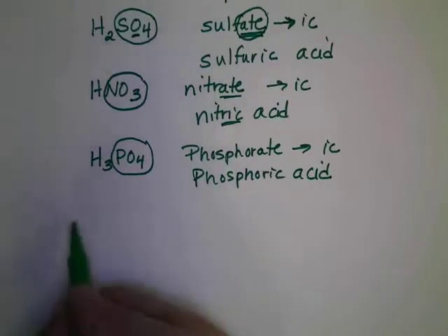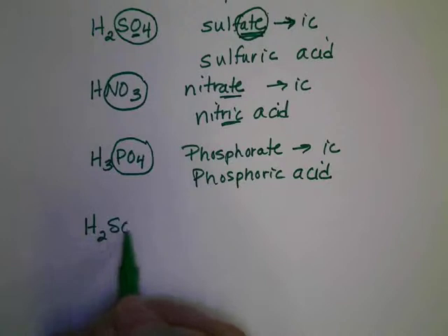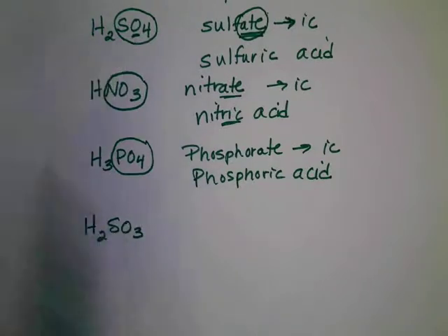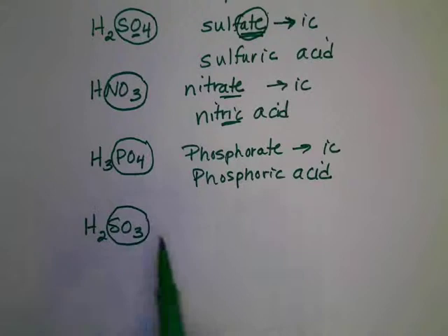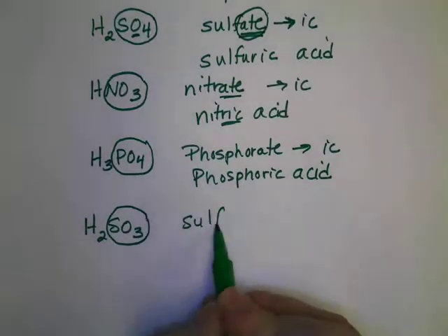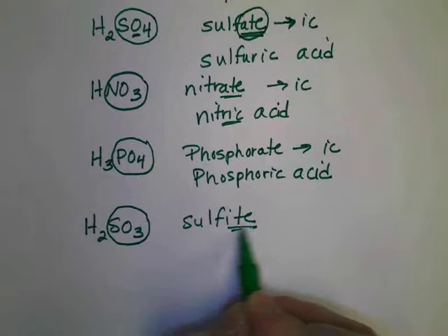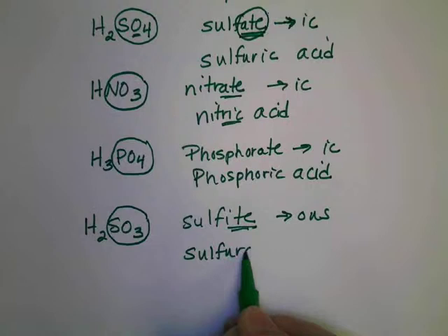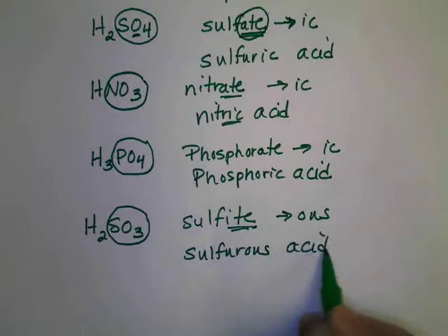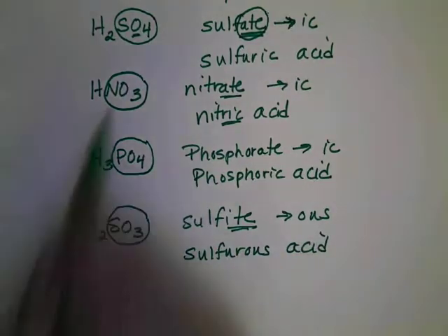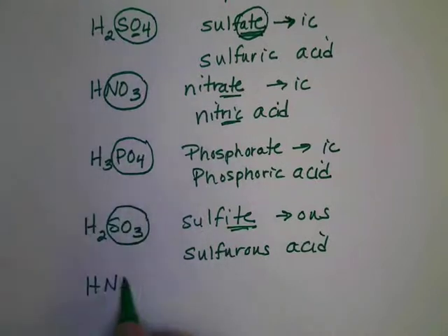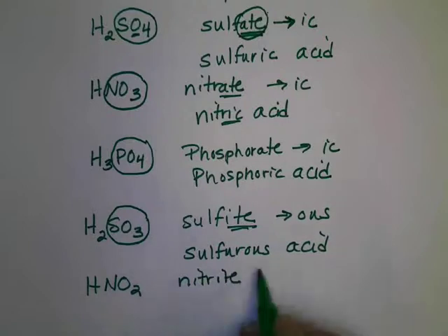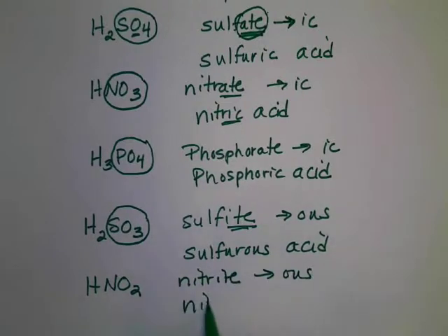Now, what if the ending is not ate? Well, I'm going to go to H2SO3. Remember, this was SO4 up here, we're going to go to SO3. I'd have to know that this one is instead of sulfate, it's sulfite. If it's an ite ending, that gets changed to ous. So this is going to be sulfurous acid. And again, I'm going to use this one right here, HNO3, I'm going to write HNO2. Instead of being nitrate, this is nitrite. And so it's going to get changed to the ous ending, and so that's going to be nitrous acid.